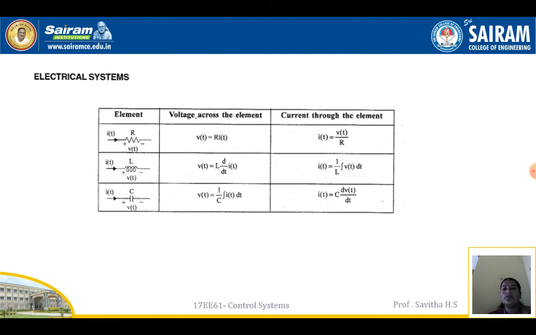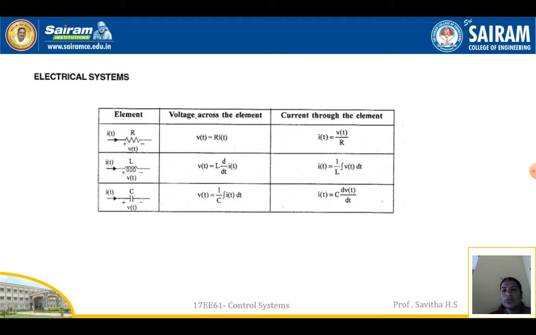Electrical system. So first column we will take as the element, second column the voltage across the element, and third column the current through the element. So first element I'll consider as resistor R. Current is I of t and voltage across the resistor is V of t. So V of t is equal to R into I of t, and I of t is equal to V of t by R. The next element is inductor.